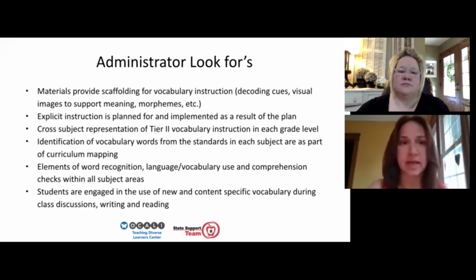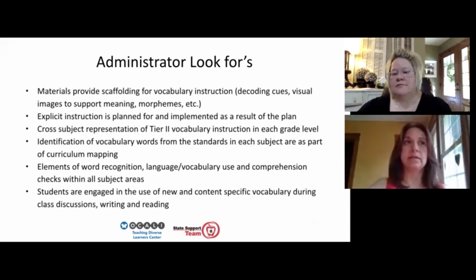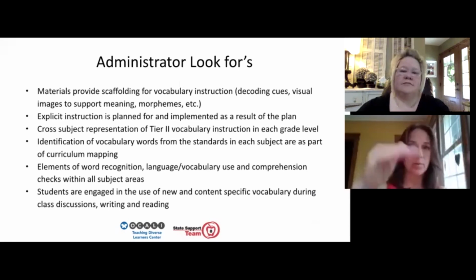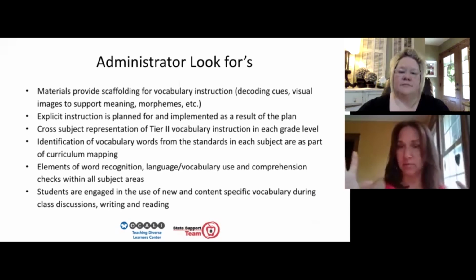We're going back to that again, that it's planned for and implemented as a result of that plan. So it's not just something that a teacher does, but that it is really intentional, and it is planned, and the words are planned, and they're selected in a meaningful way.